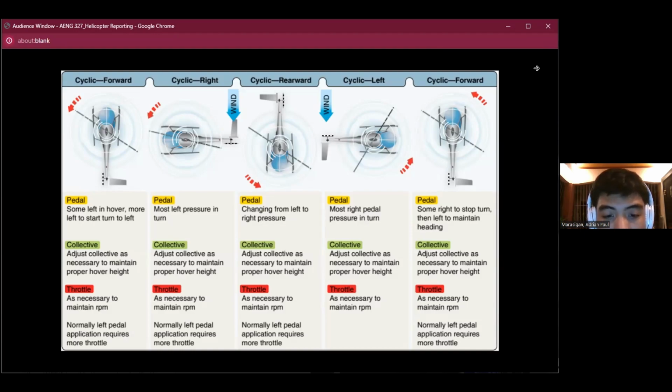And the last position is where the left turn is terminated. The helicopter is about to complete a 360 degrees turn, and we apply pressure on the right anti-torque pedal to stop the turn. Next slide.